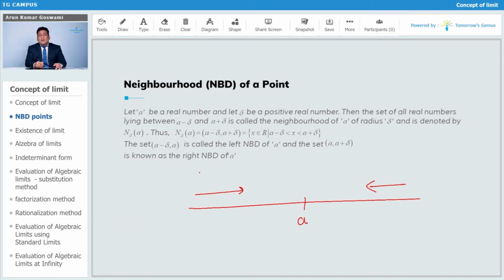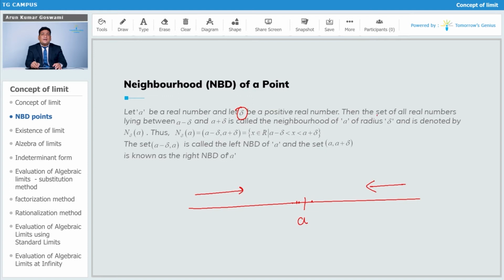See, neighborhood point means, since we are not making it equal to x but only approaching x, we have to take some neighborhood points very near to this a, on both sides. So that's why I'm taking a very small parameter delta. Let a be a real number and delta be a positive real number. It will always be a positive real number.